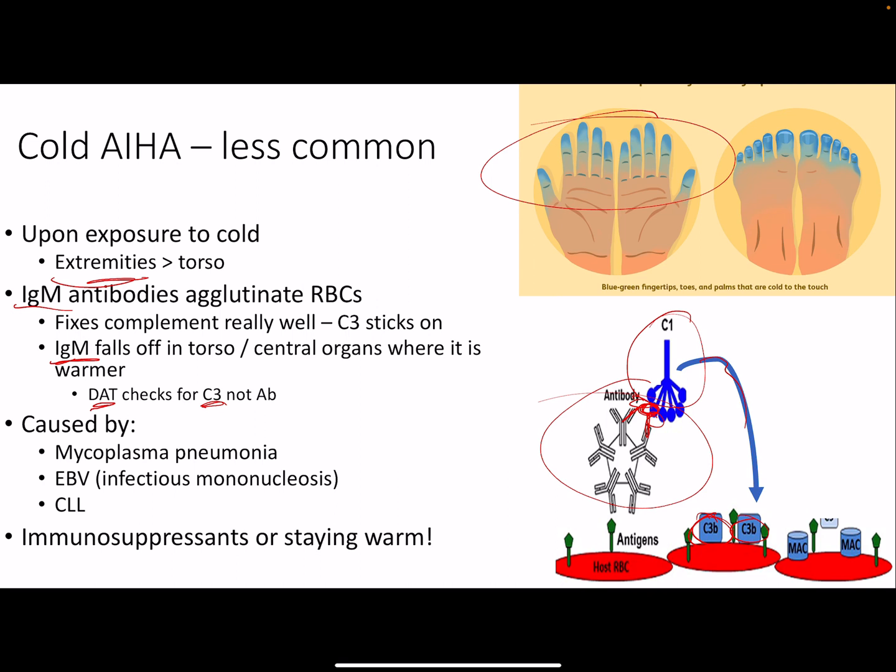What causes cold autoimmune hemolytic anemia? Mycoplasma pneumonia, infectious mononucleosis, also known as the Epstein-Barr virus, and then chronic lymphocytic leukemia. The cure for this is just immunosuppressants or just stay warm, really. Probably staying warm is a little bit easier because, again, it's going to be in the peripheries and the extremities where it's cold that is going to precipitate this autoimmune reaction.